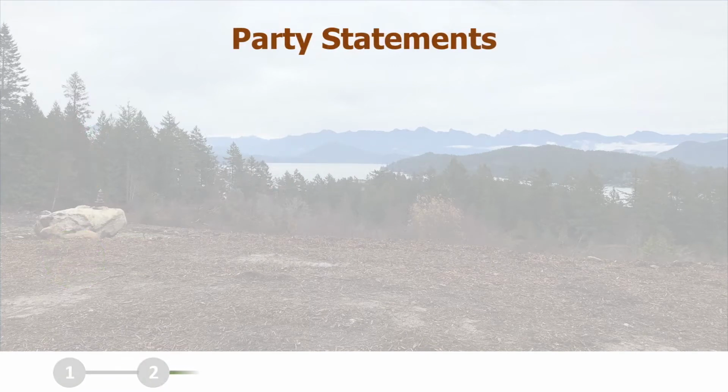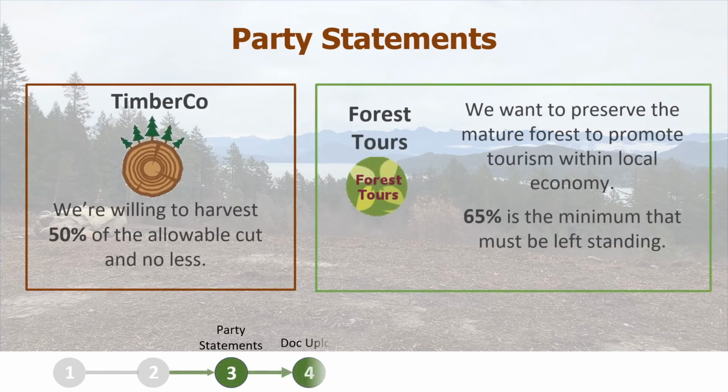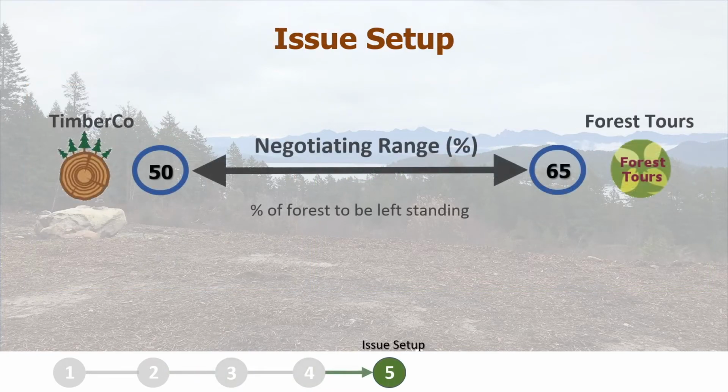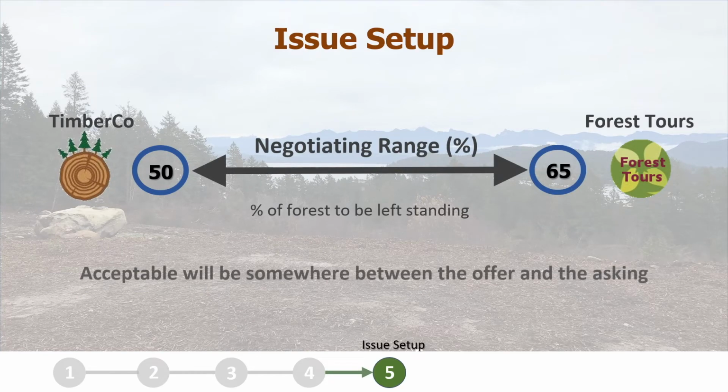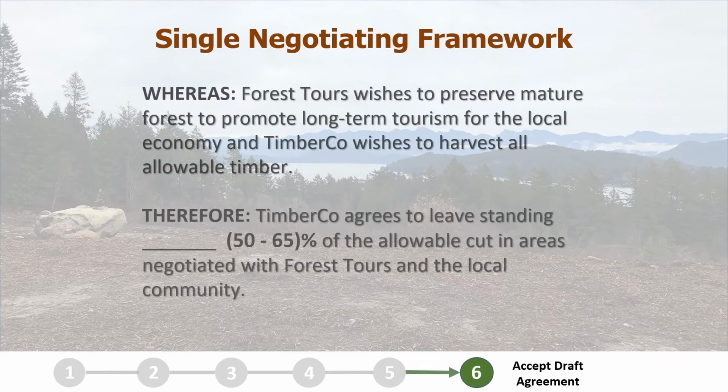The parties have started their negotiation with face-to-face meetings, where they have communicated their positions that determine the gap that has to be closed through negotiation. The agreed negotiating range is entered into the negotiation system, and a draft of the final agreement is created, complete except for one blank representing the issue to be negotiated.